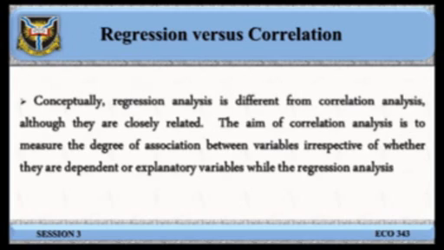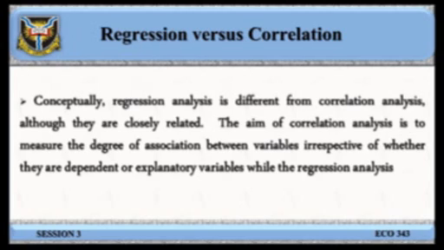Conceptually, regression analysis is different from correlation analysis, although they are closely related. The aim of correlation analysis is to measure the degree of association between variables irrespective of whether they are dependent or explanatory variables, while the regression analysis shows the effect of explanatory variables on the dependent variable. For example, we may want to know the correlation between smoking and lung cancer, or between cold and sore throat. Also, we may be interested to know the effects of low salaries and corruption.